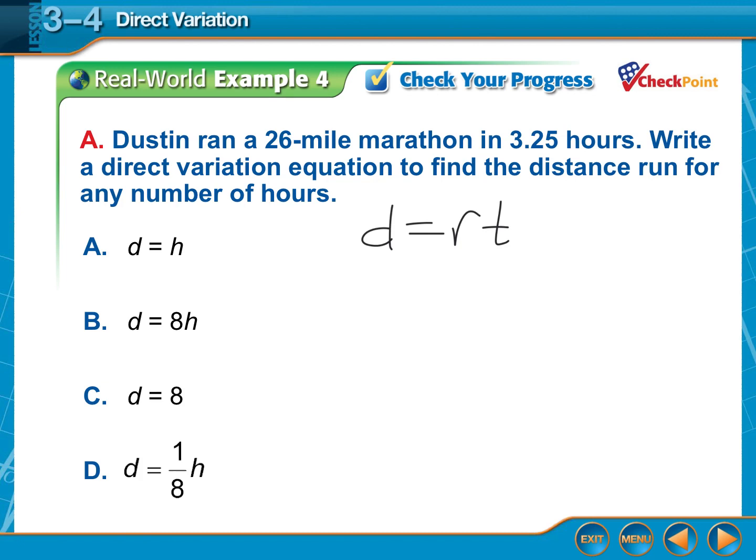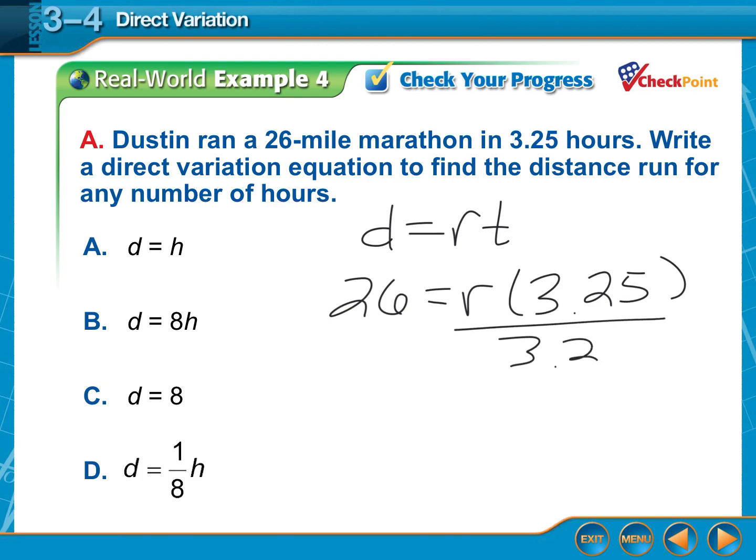Okay, so if the distance is 26, I'm going to plug in 26 for the distance. What's my rate? Do we know? We don't know the rate. What's the time? 3.25. So how do we solve for the rate? Divide by 3.25. What's 26 divided by 3.25? So we get 8.